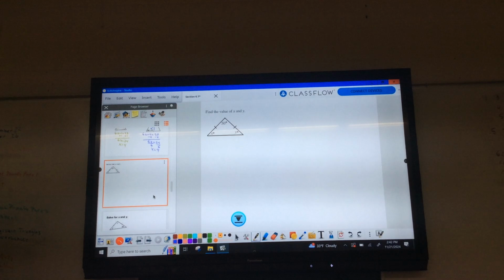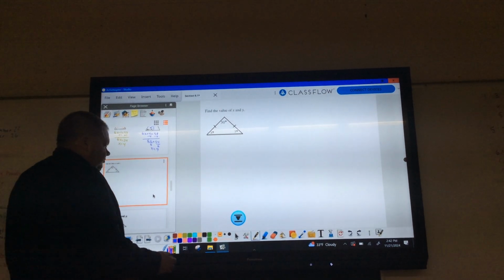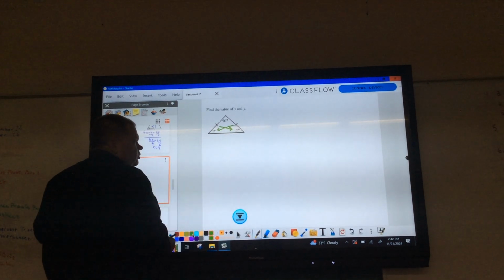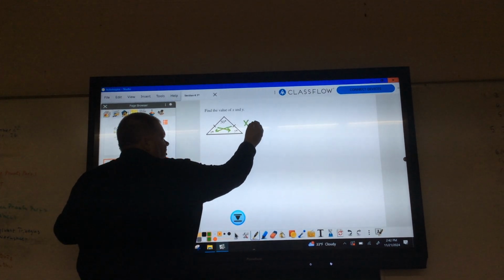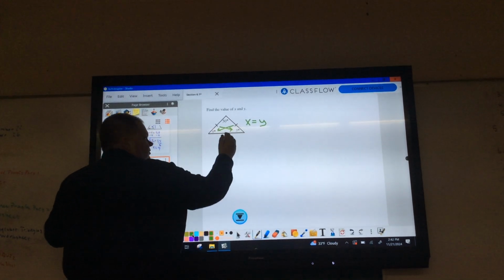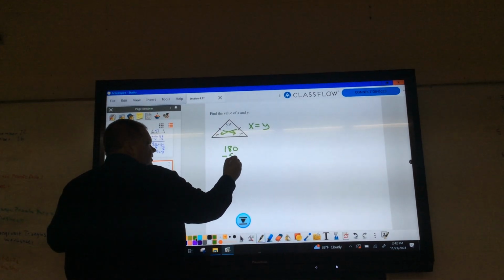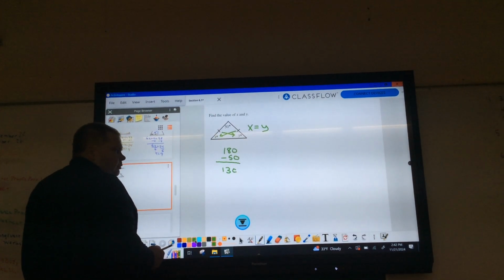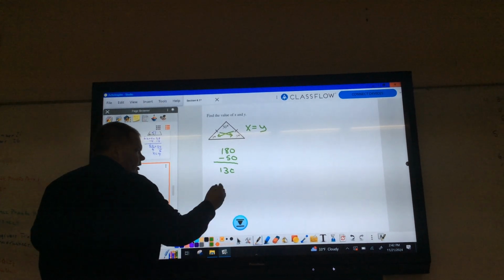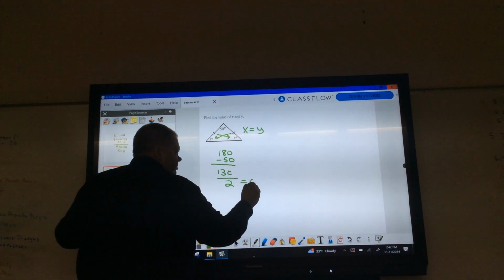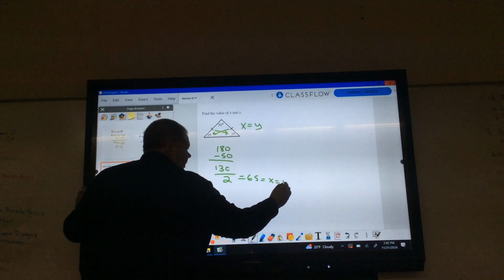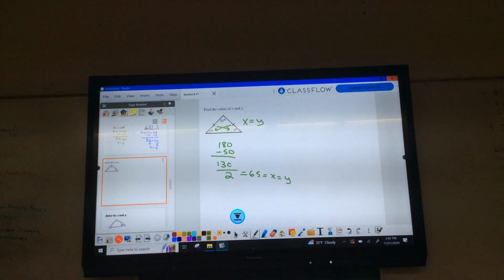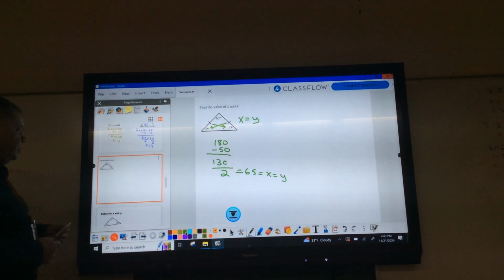Okay, now for these two problems, I want to find the value of x and y. On these two problems, these two angles are the same because those two are equal. So I know that x and y are both the same. Well, if I take 180 and I subtract 50, that gives me a 130 degree angle, 130 degrees for both x and y. And since x and y are both the same, then we're going to divide both those by 2. And our value for x is 65. And our value for y will be 65 as well. Okay, again, equal sides creates equal angles.